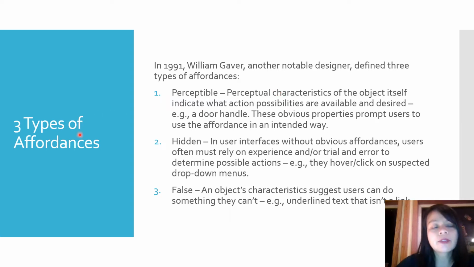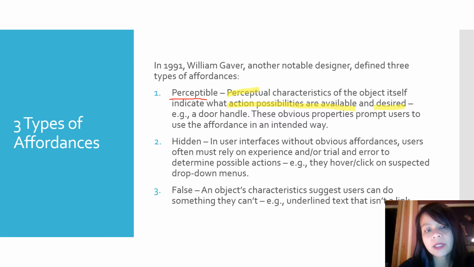So let's take a look at three types of affordances. William Gaver, another designer, defined three types of affordances. There's perceptible affordance, where perceptual characteristics of the object itself indicate what action possibilities are available and desired, like a door handle. These obvious properties prompt the users to use the affordance in an intended way.